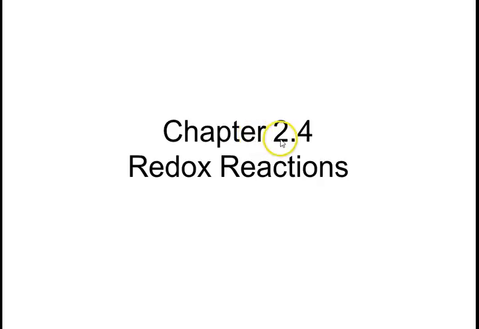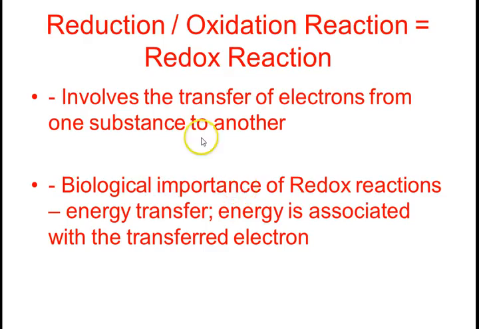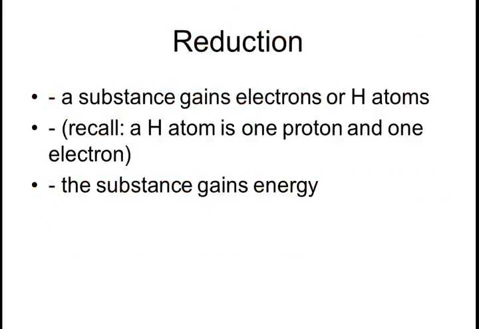Okay, so let's look at this one. Chapter 2.4 in your textbook is on redox reactions. Now, we have what's called a reduction-oxidation reaction, abbreviated redox reaction. And this redox reaction involves transfer of electrons from one substance to another. The biological importance of a redox reaction is energy transfer. There's energy associated with that electron, and if you transfer the electron from one substance to another, you are transferring energy. Notice that's in red. You're likely to see it again on the test.